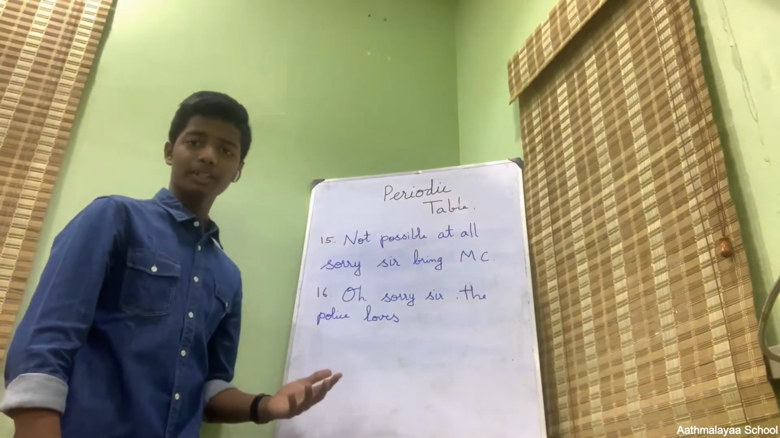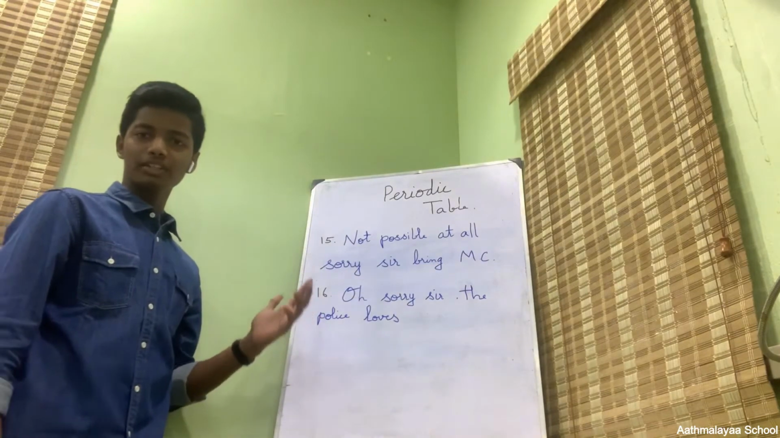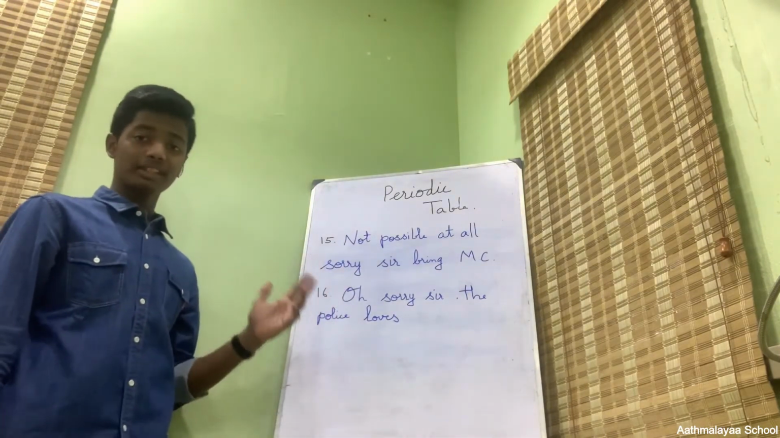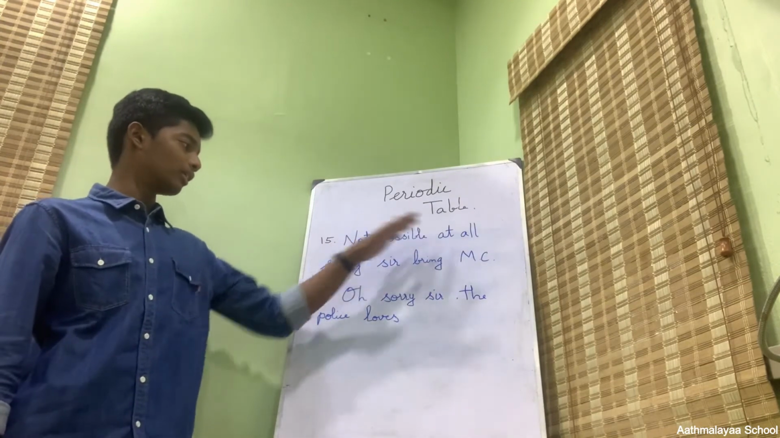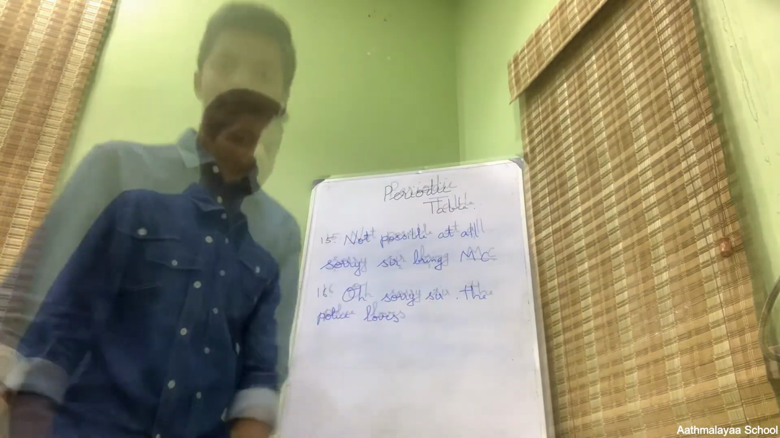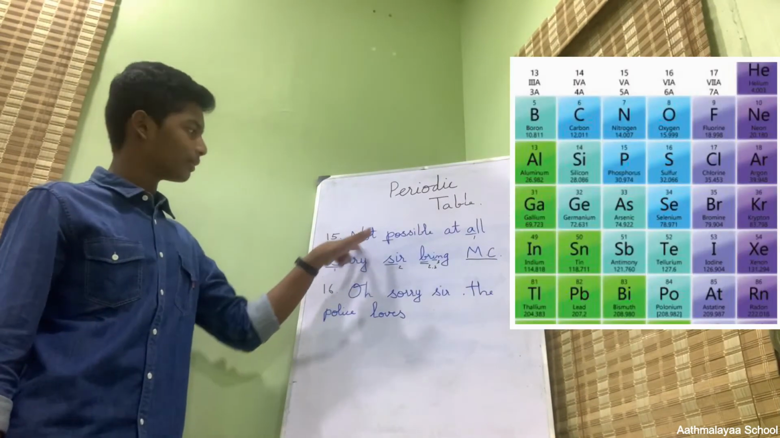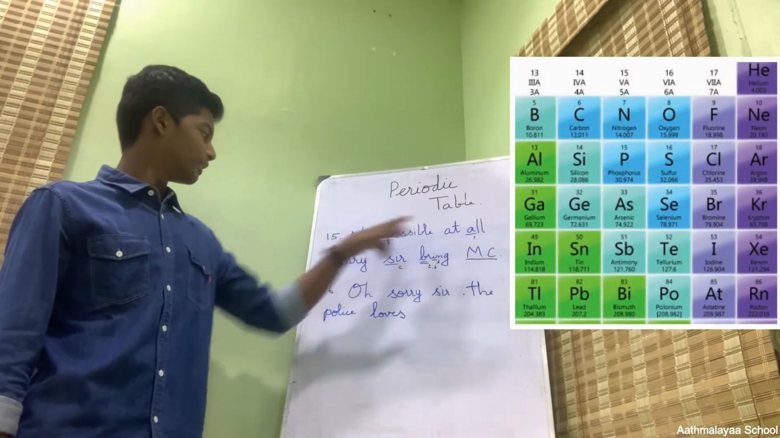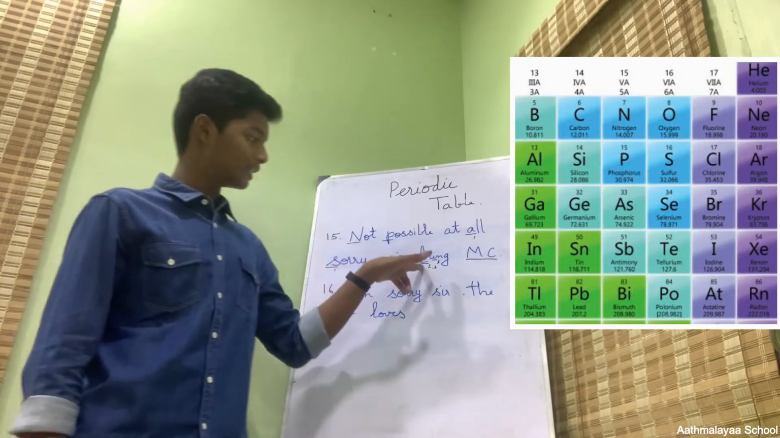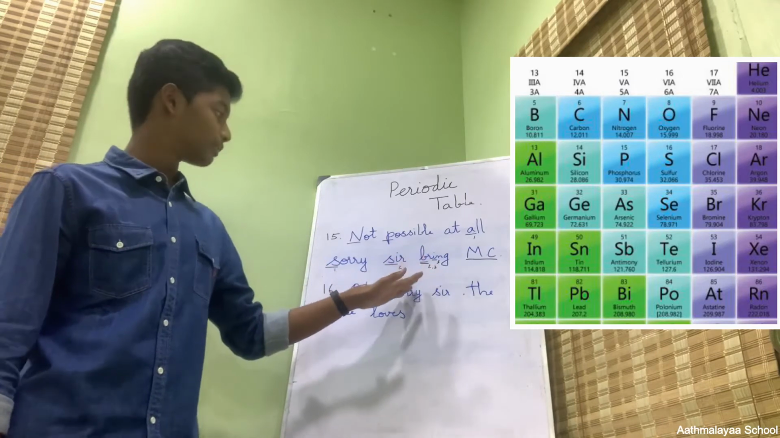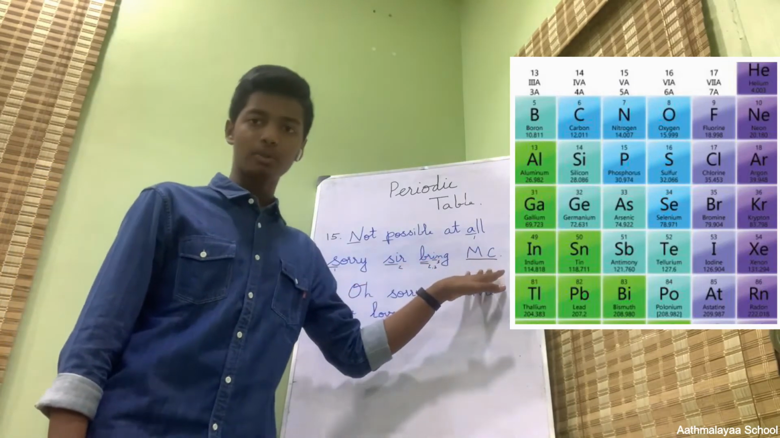As we saw in the 14th group, Captain Simon and Georgeson went to the police booth to file a case. But a policeman there says not possible at all. "Sorry sir, bring MC." The elements present in this mnemonic are N for nitrogen, P phosphorus, As arsenic, Sb antimony, and we are again using this B with I which is bismuth, and Mc is moscovium.